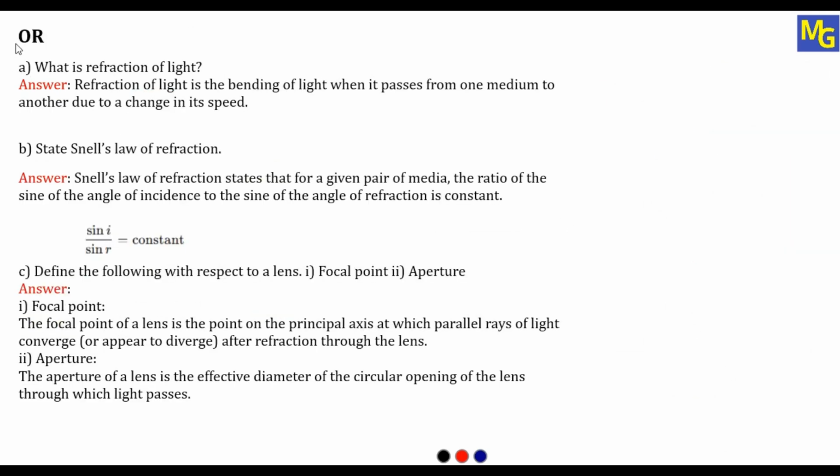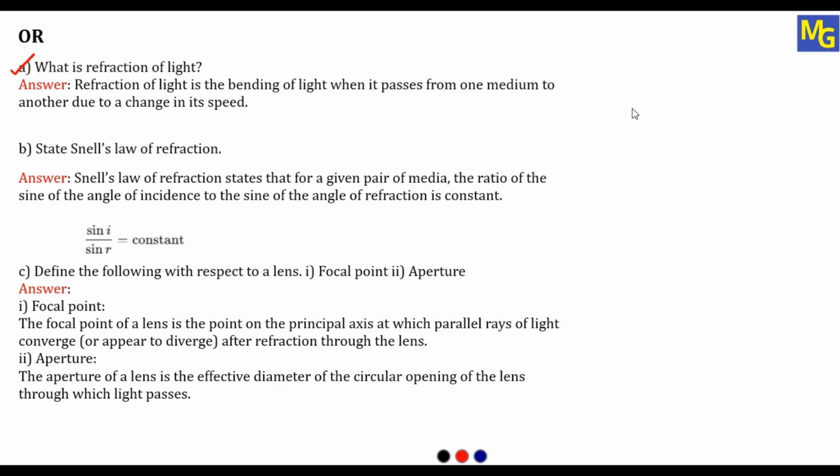Now we'll see the OR question, which is again divided into A, B and C. We'll start with A. What is refraction of light? So see here, we have to write the definition of refraction. Refraction of light is the bending of light when it passes from one medium to another medium due to change in its speed. This is called as refraction.